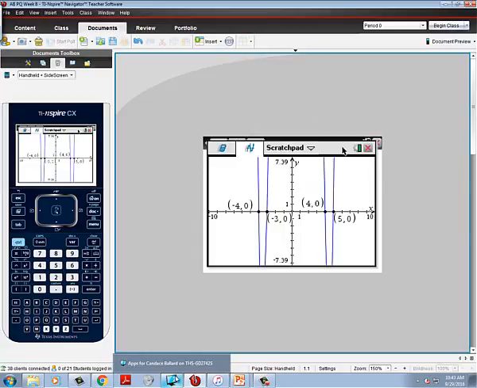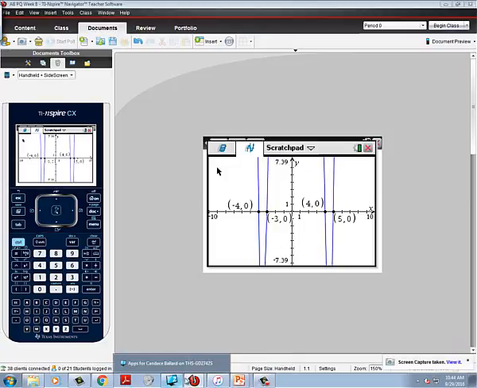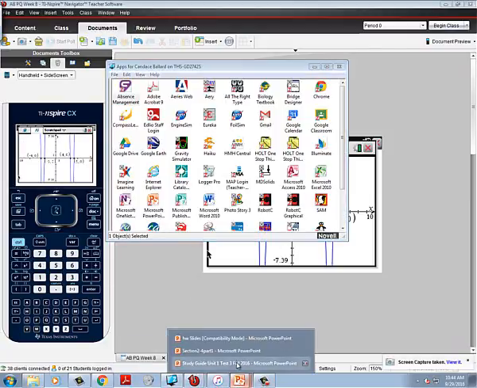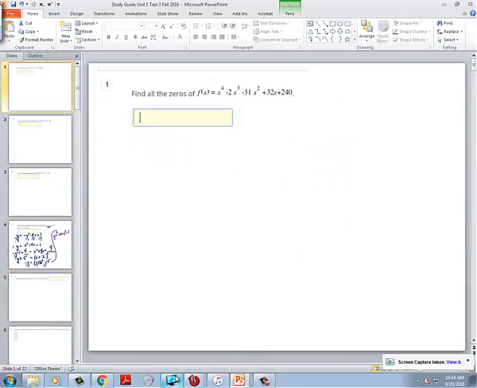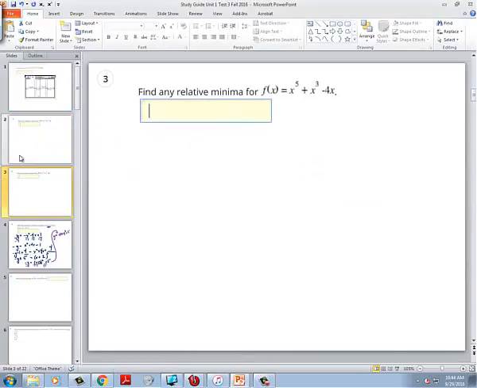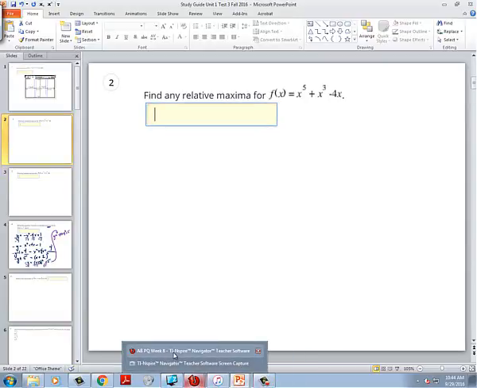And again, on the test, you're just going to type in the x values, and you're not even going to write any work down on paper. You're typing this whole thing in online. All right, so there's the zeros on that one. Then the next 2, if you look at 2 and 3, they're the same problem. One is asking us for our maxes and one is asking us for our mins. So we're going to do that one on the calculator as well.